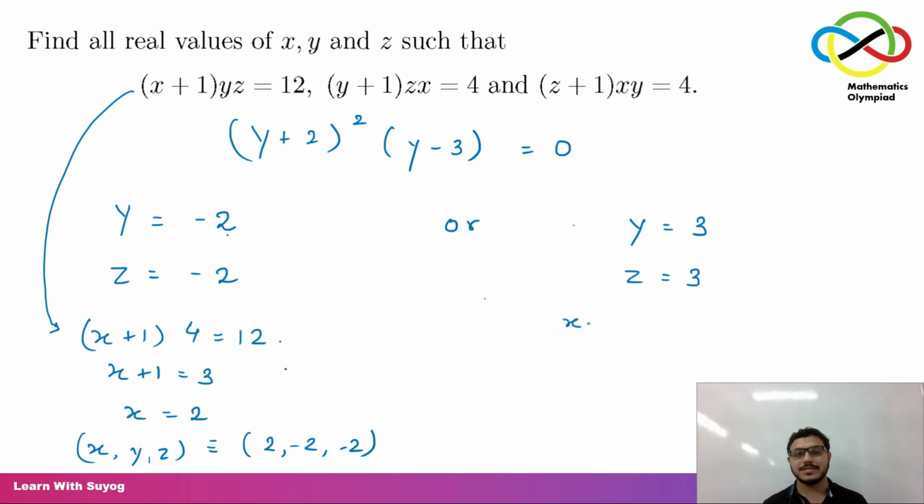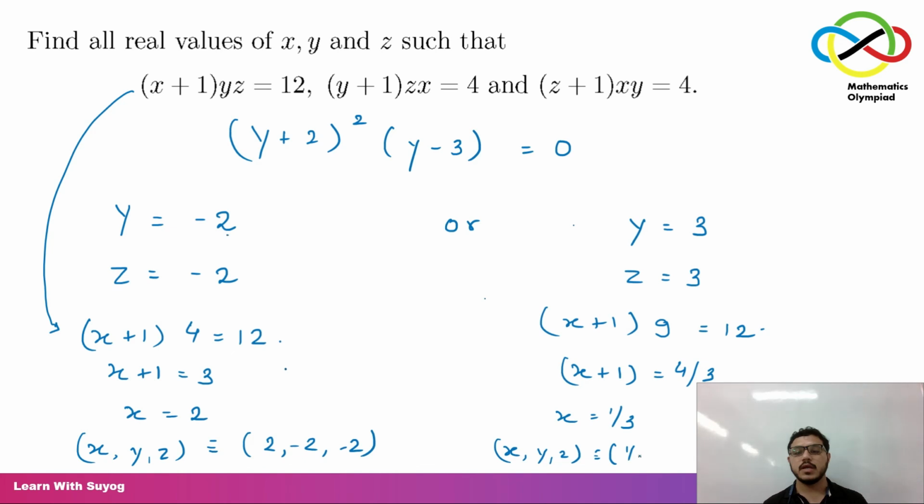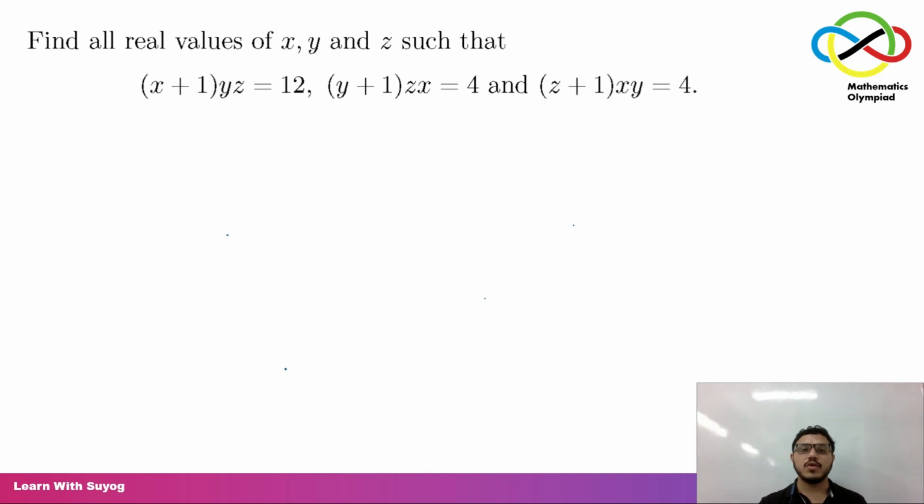We'll get x plus 1 times y plus z, y into z, that is 9, and this is equal to 12. So x plus 1 is equal to 4 upon 3, and if x plus 1 is equal to 4 upon 3, x is equal to 1 by 3. So another set of solutions that we'll get for x, y, z is 1 upon 3, comma 3, comma 3. So these are the two sets of solutions, all the real values of x, y and z which satisfy these two equations. So this is all about the solution, friends.